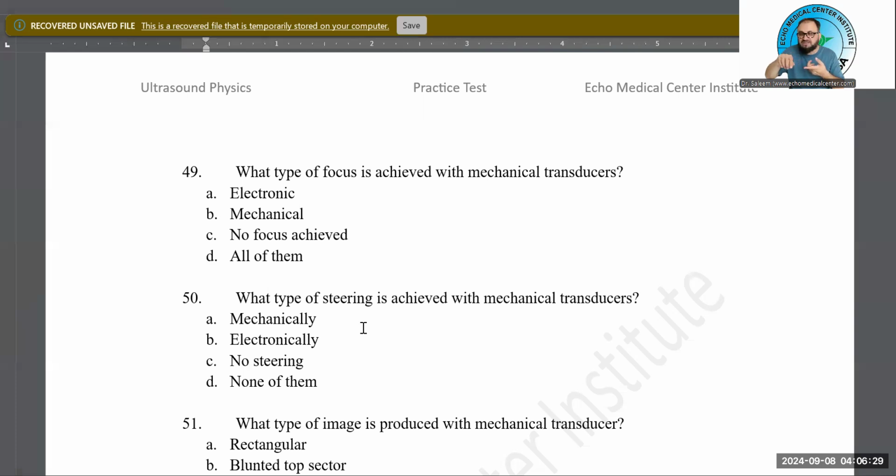Which way? The face of the transducer, because that one crystal will have one direction, one angle will produce the sound or the pulses. So that pulse, whichever the direction is, whichever the face of that is, because it's always in a move, because behind that there is a small fan which is moving, a motor. So it is mechanically correct. Let's do the next question.